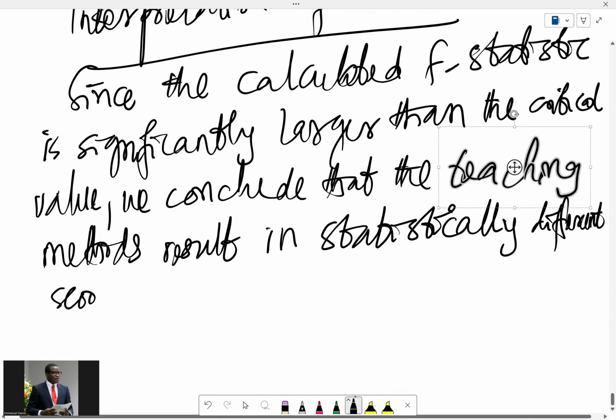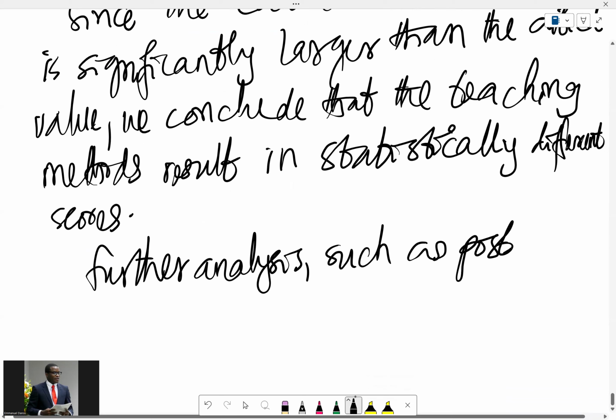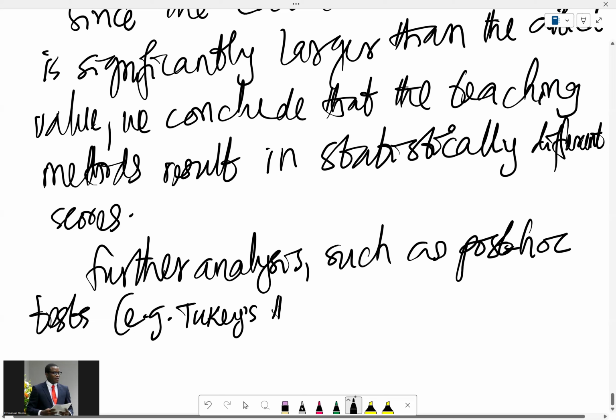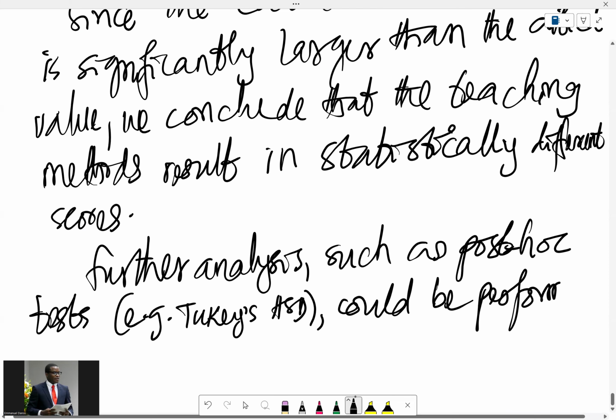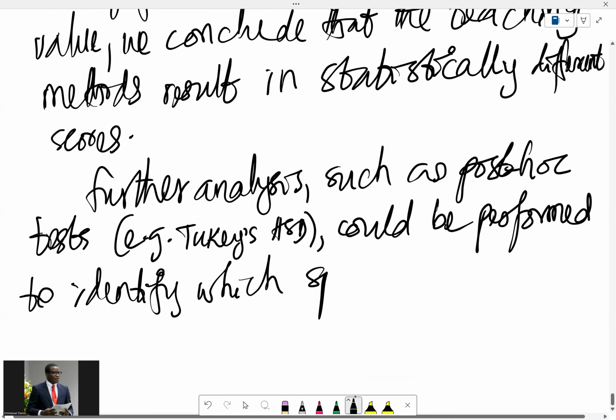In this case, further analysis, which I'm not going to bother about for now, such as post hoc tests, for instance Tukey's HSD, could be performed to identify which specific group pairs differ significantly.